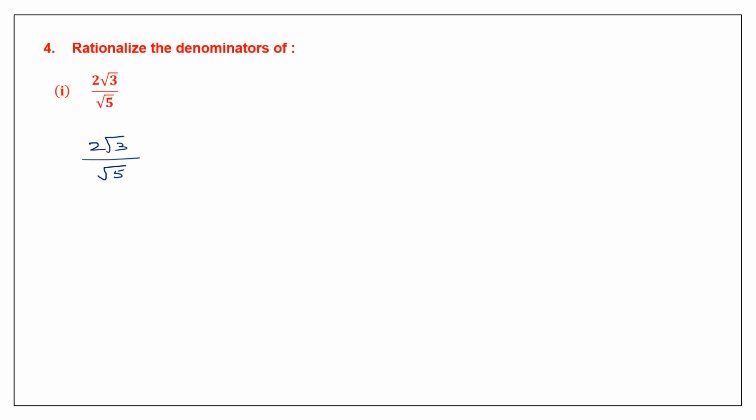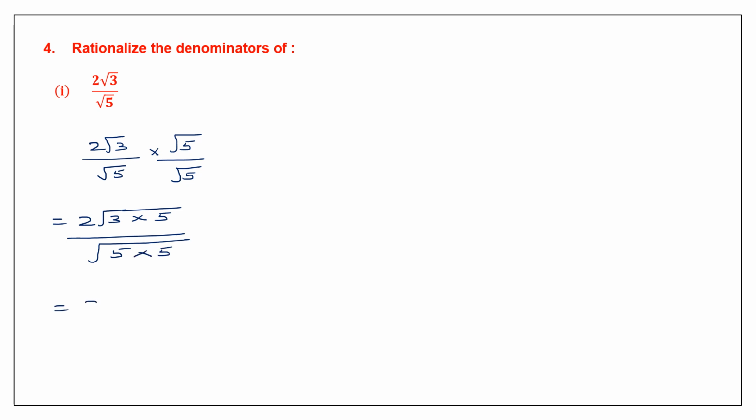How do we do it? We multiply and divide by the same denominator, that is root 5 by root 5. So here what does this become? This becomes 2 into root of 3 into 5. And here we have the root of 5 into 5.